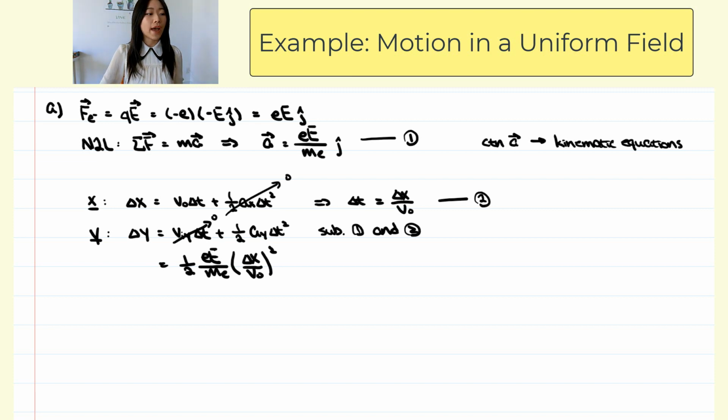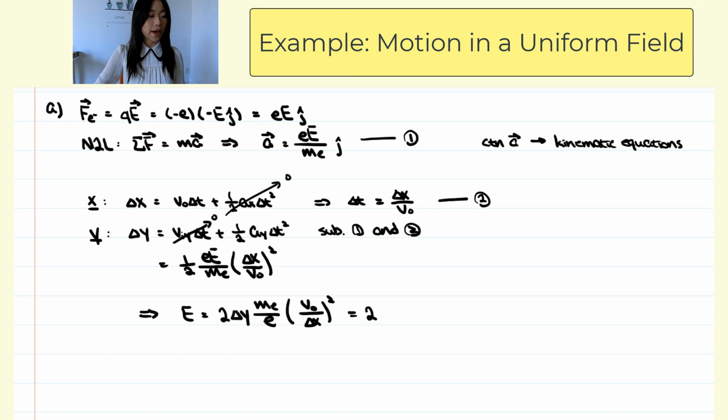We have delta y, which is 0.5 centimeters. Delta x is the length of the plate, which is 2 centimeters. We have the initial speed, v0. We have the mass of the electron, and e is the constant. So then we can isolate for the electric field to find its magnitude. So E equals 2 times delta y times the mass of the electron, divided by e, times initial speed divided by delta x, squared. Then we substitute the numbers.